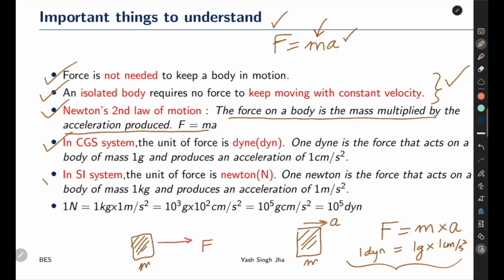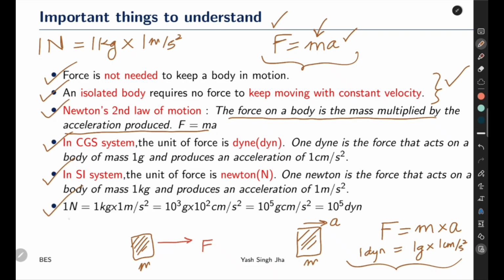Similarly, in SI system, the unit of force is Newton. It is defined in a similar way. 1 Newton is the force which when acted on a mass of 1 kilogram produces an acceleration of 1 meter per second square. The definition of 1 Newton and 1 dyne follows the definition that we had for F equals ma. So what is the relation between Newton and dyne?